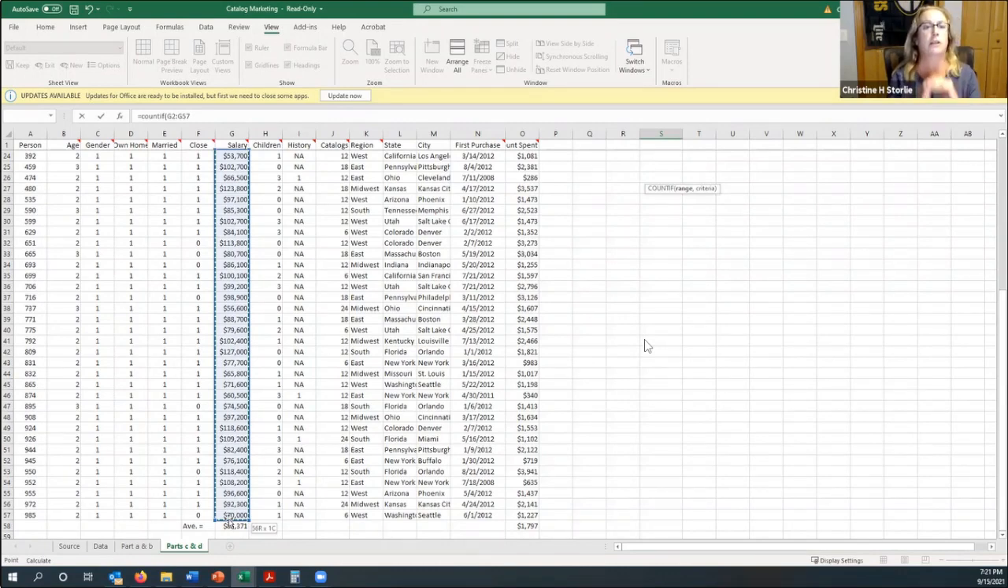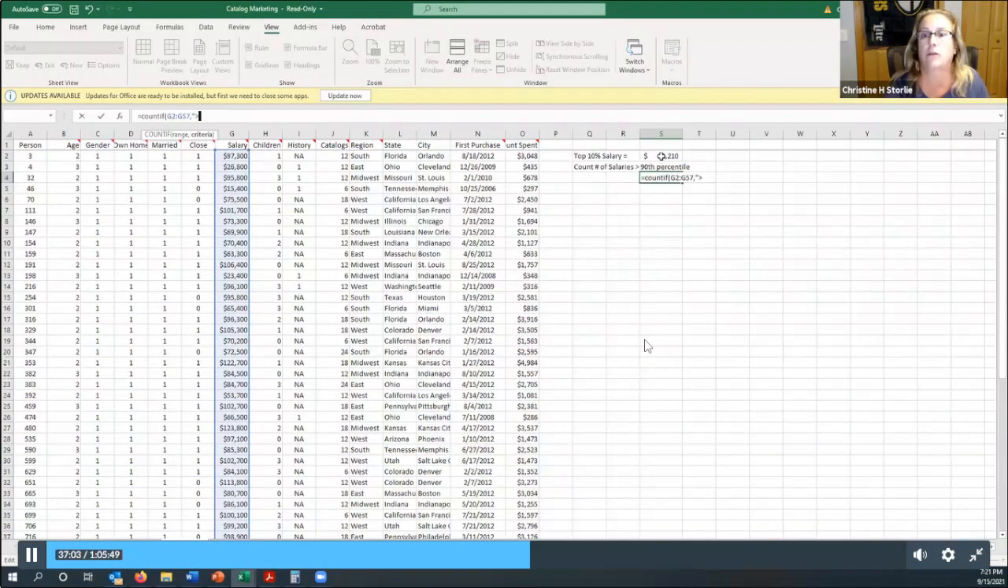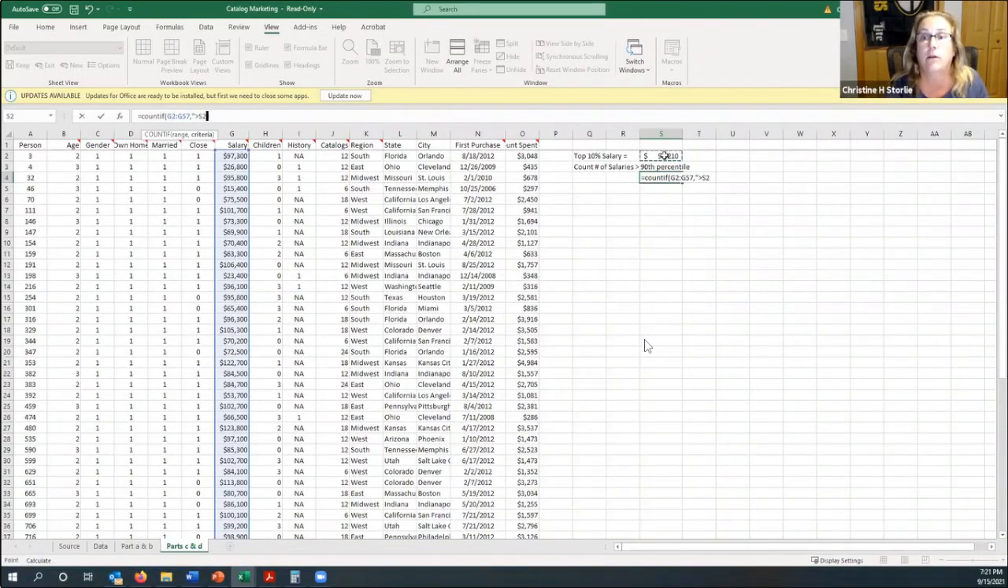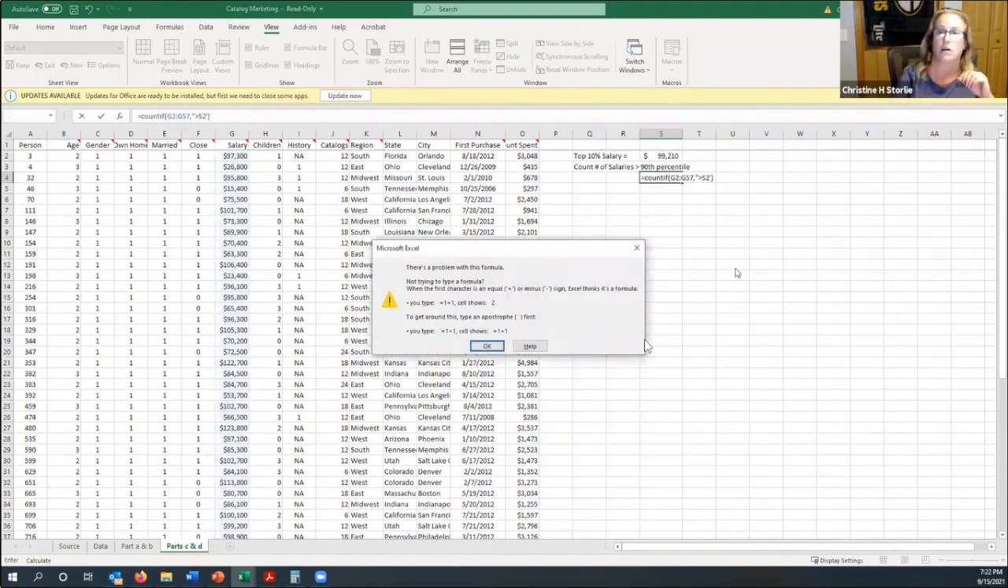So just making sure that you have selected G2 to G57. Count if greater than, again, 99,210, I could land on that if I wanted, greater than the value in S2. Close my quote marks. Oh, wait, she did greater than. Putting in S2 instead of typing in the value means that if I wanted to see the number of salaries at different percentiles, I could just change that 99,200. Yeah, what's at the 80th percentile? What's at the 50th percentile? And it would just pop in there, and then my count would be done automatically.